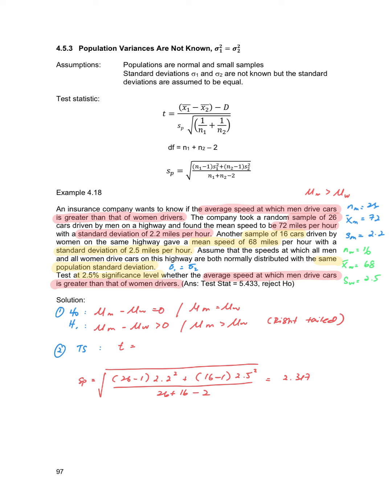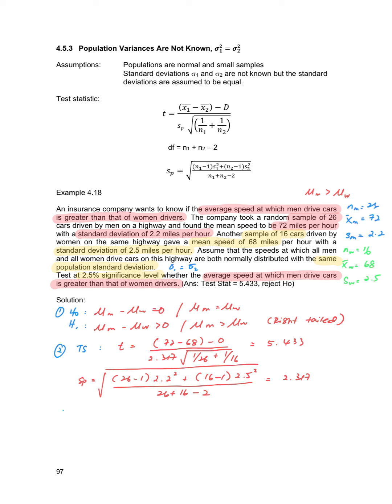Then we can calculate the T. So T is x bar 1 minus x bar 2, men tolak women, 72 minus 68 minus 0, over Sp tadi, 2.317 darab dengan square root of 1 over 26 plus 1 over 16. Okay, finally we get the T is 5.433.